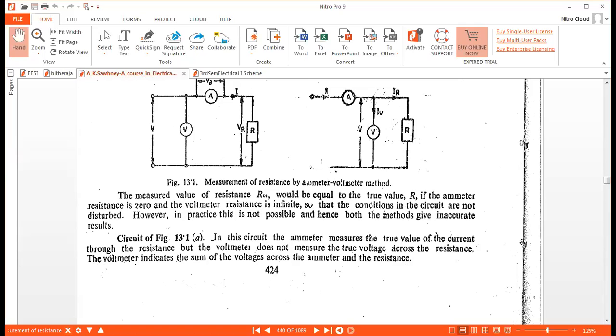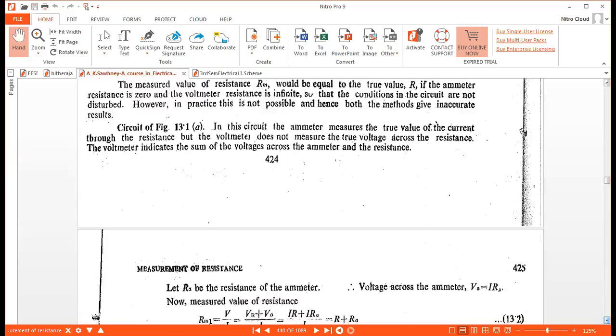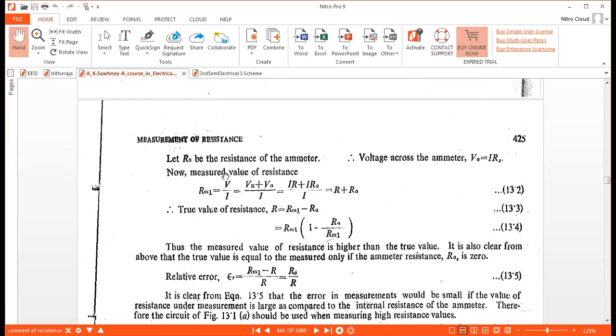How do we remove this error? For that purpose you have to use the formula, that is RM1. We know that RM1 is equal to V by I, and V is equal to the voltage across the resistance plus the voltage across the ammeter. For the second diagram, VR plus VA divided by I, where VR is I into R, and VA is I into RA. I is common, so I cancels with I and what remains is R plus RA. So RM1 is equal to R plus RA, or R is equal to RM1 minus RA.